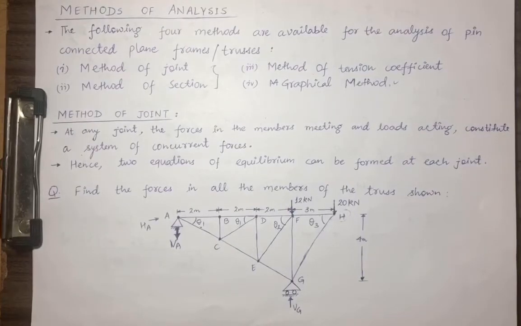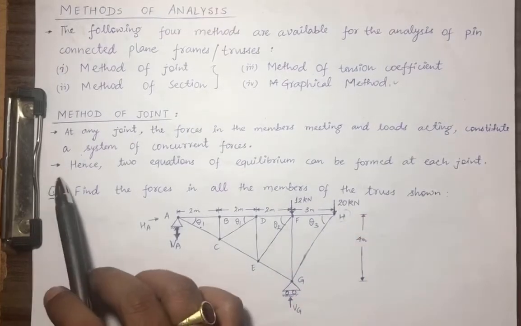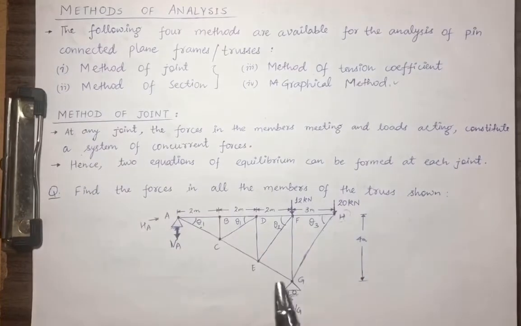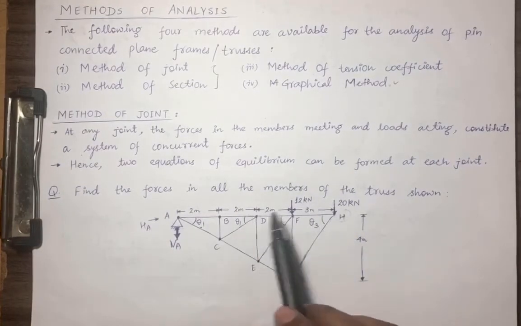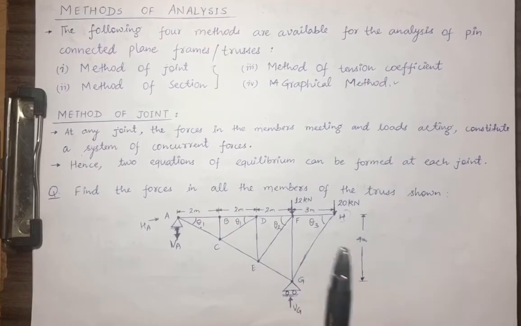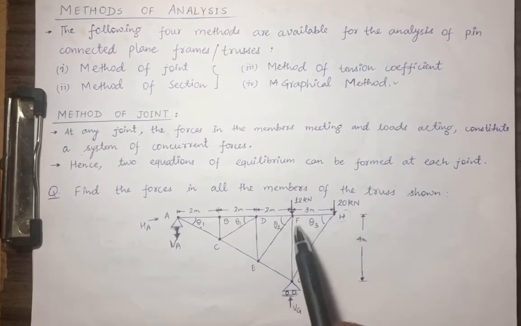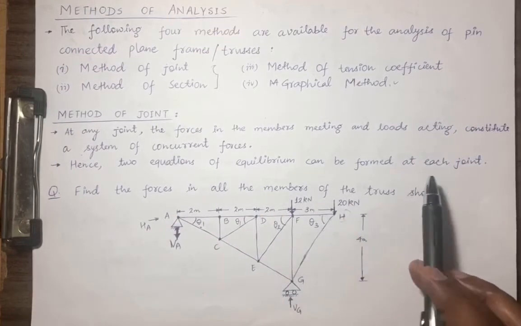So as the name is suggesting, we will be analyzing the truss at the joints only. So at any joint, the forces in the members meeting and loads acting constitute a system of concurrent forces, because in the plane truss the forces are applied at the joints only. So at all the joints, the forces will be forming a system of concurrent forces, because all the forces are passing through a same point. Hence two equations of equilibrium can be formed at each joint.